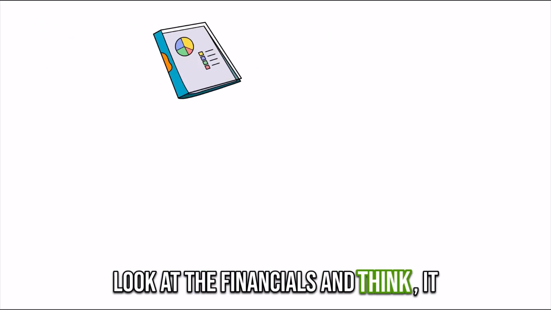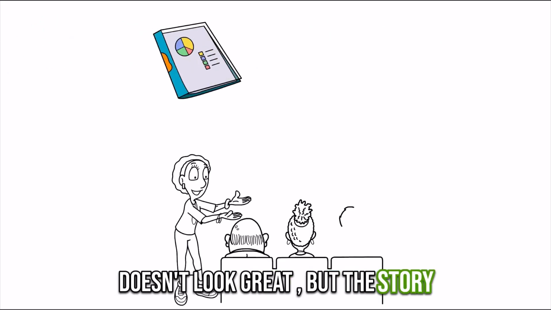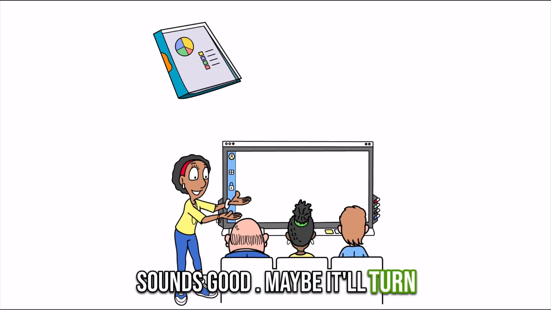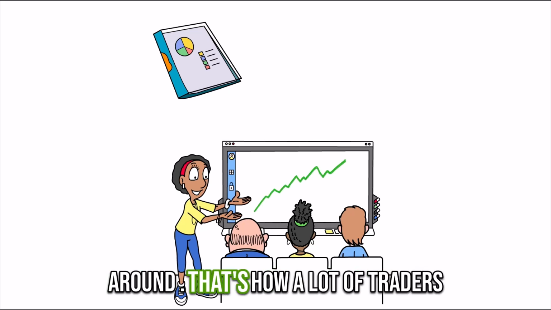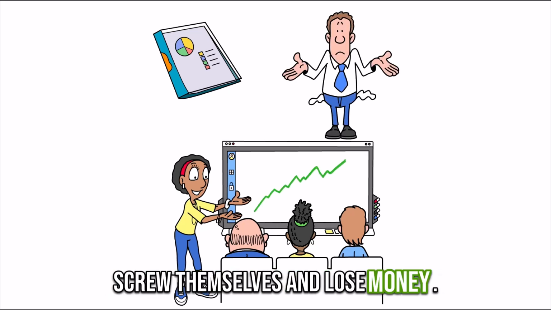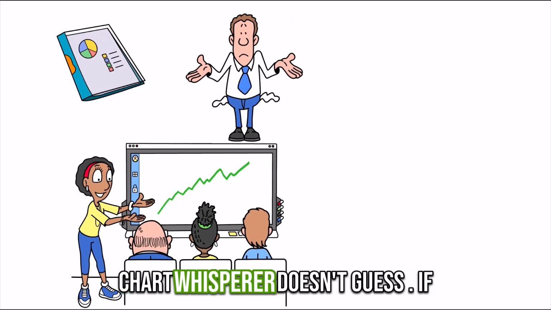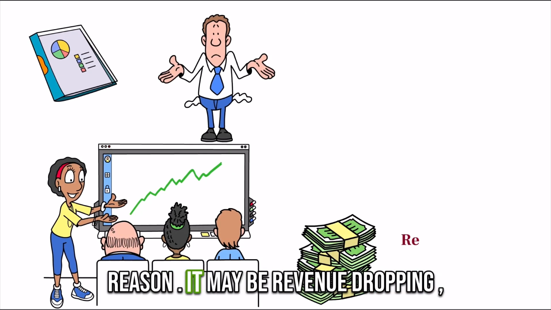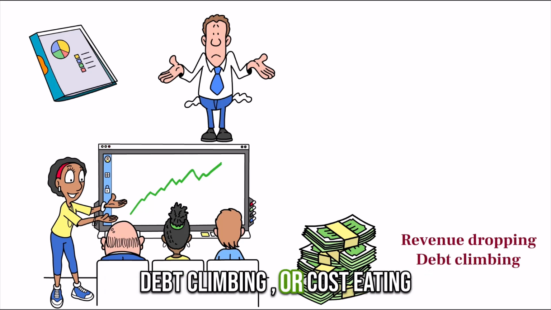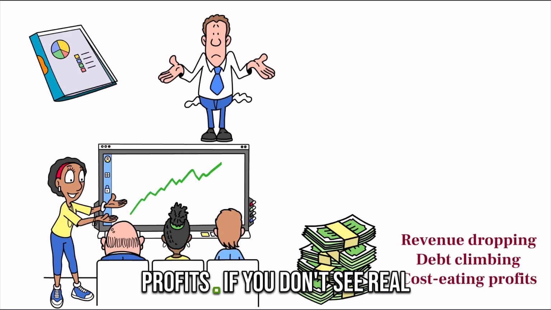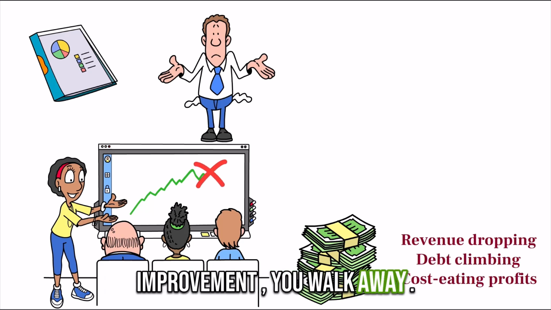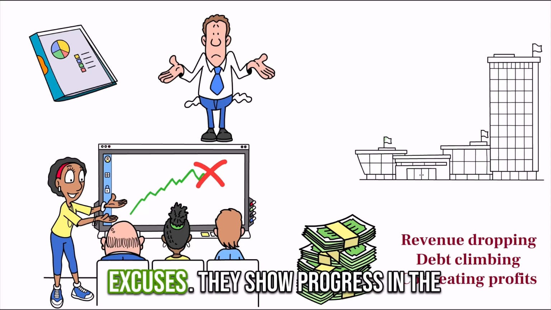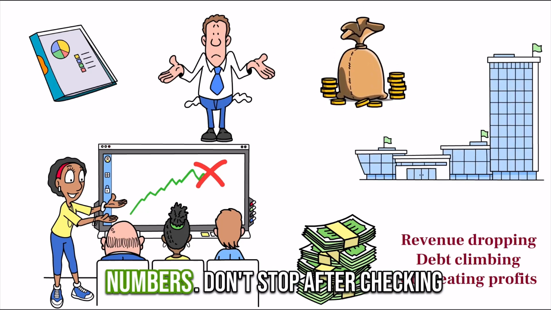Here's another beginner trap. You look at the financials and think, it doesn't look great, but the story sounds good. Maybe it'll turn around. That's how a lot of traders screw themselves and lose money. Chart Whisperer doesn't guess. If cash flow is weak, there's usually a reason. It may be revenue dropping, debt climbing, or costs eating profits. If you don't see real improvement, you walk away. Strong companies don't need excuses. They show progress in the numbers.